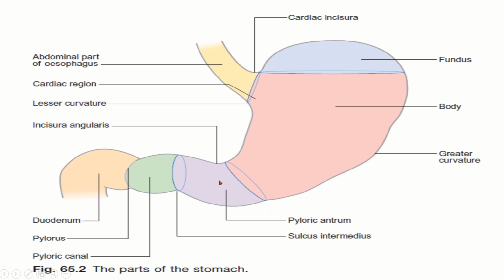And if you observe, this is the entire pylorus. Here, this is the pyloric antrum and this is the pyloric canal. Both are separated by the sulcus intermedius. The pyloric antrum is nothing but the dilated greater curvature opposite the angular notch. So: fundus, body, pyloric antrum, pyloric canal, sulcus intermedius, and this is the pyloric orifice. This is the cardiac orifice. Lesser curvature and greater curvature.